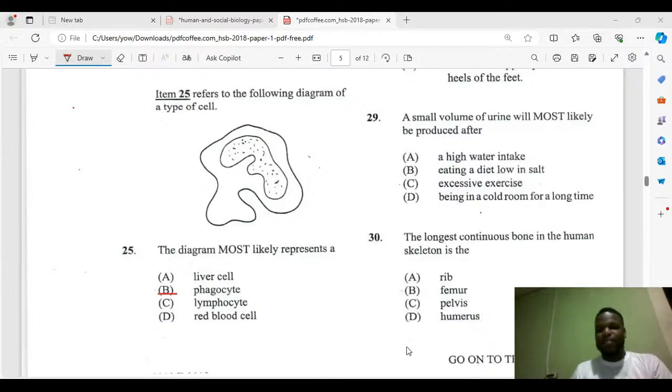All right, people can see. I think this is 2018. All right, so remember that, guys. If it's a lymphocyte, then the cell will be bigger. The nucleus will be bigger, my apologies. The nucleus will be bigger.